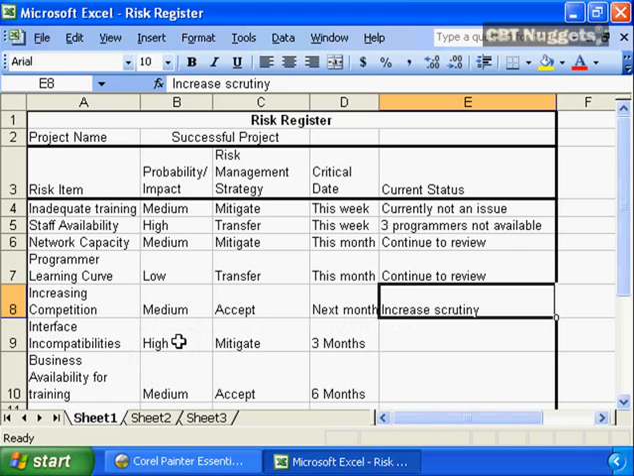We have the interface incompatibilities as a high and the business availability for training as a medium, but their timeline is substantially removed from the project, 3 months out and 6 months out. So at this point in time, we're actually not taking any active risk management, but as the timeline moves and they move up on our risk register, we will begin to act on those.